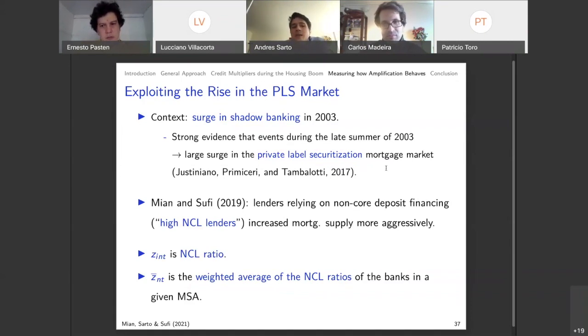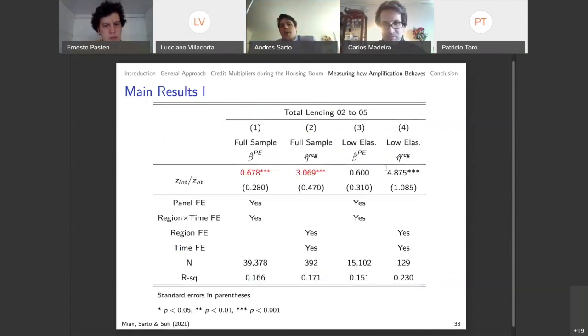The CM bar is going to be the weighted average of the NCL ratios at the MSA level. So forget for a second about the levels. If you now compute the partial equilibrium effect in columns 1 and 2, and the regional elasticity in column 2, the multiplier again gives us amplification.